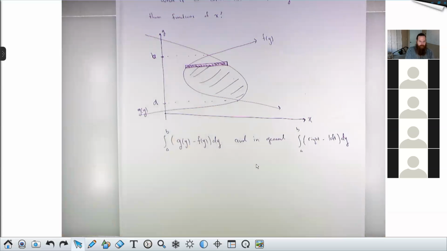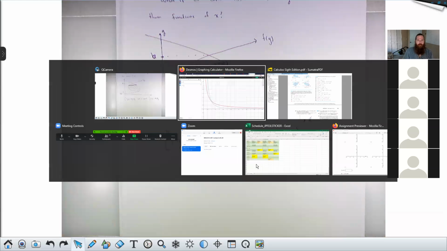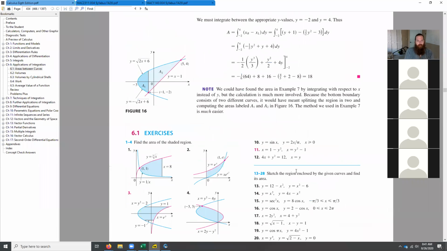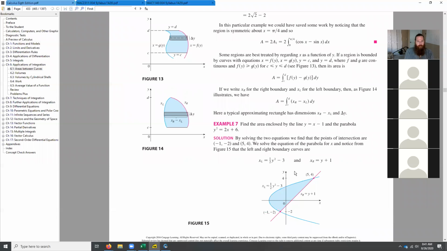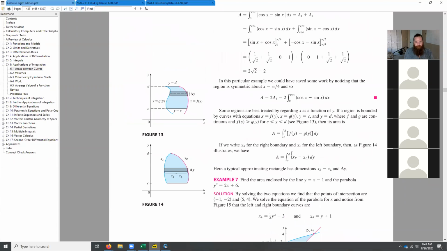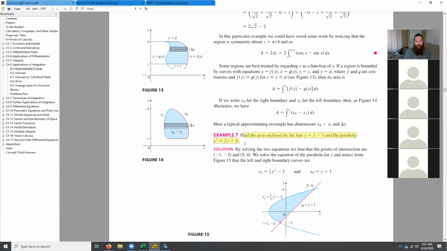So I think we do have some examples that kind of look like this. Let's see what we can find. Won't spoil any of those. Yeah, here, let's do this one. So they say find the area enclosed by the line y equals x minus 1 and the parabola y squared equals 2x plus 6.